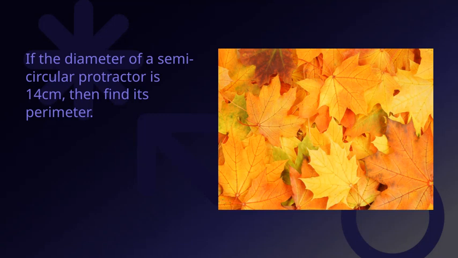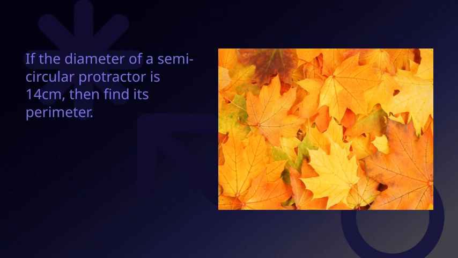All right, let's take a look at this problem. We are given that the diameter of a semicircular protractor is 14 centimeters. Our goal here is to find its perimeter. Now, before we jump into calculations, it's important to recall what a semicircular protractor looks like and what its key measurements are. The diameter, which in this case is 14 centimeters, is the straight edge of the semicircle. To find the perimeter, we need to consider both the curved part of the semicircle and this straight edge.